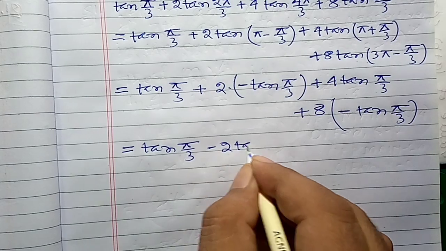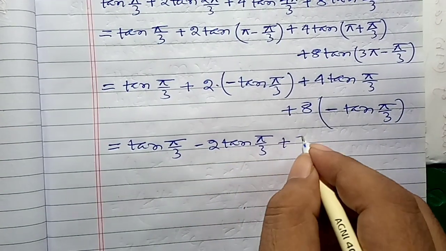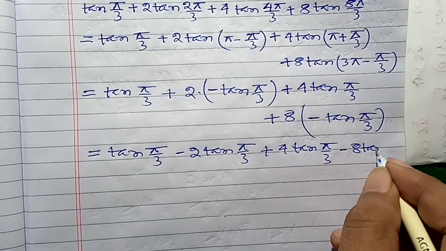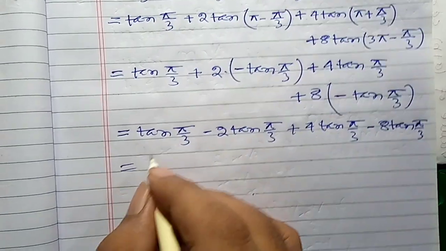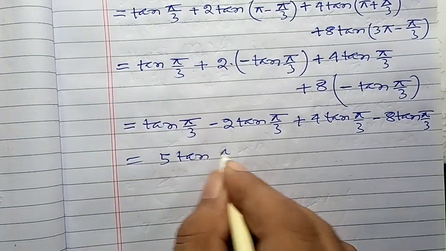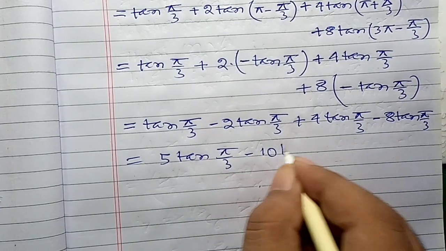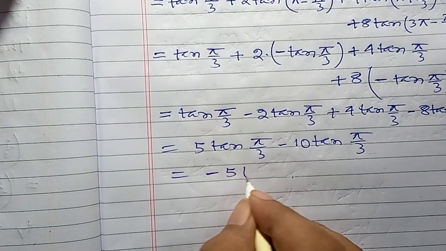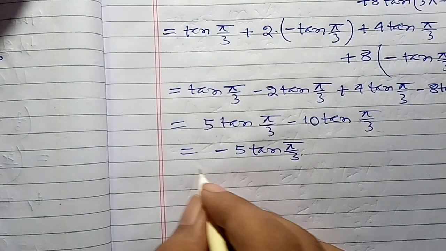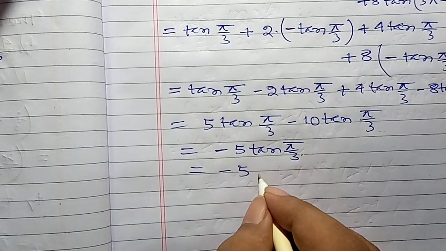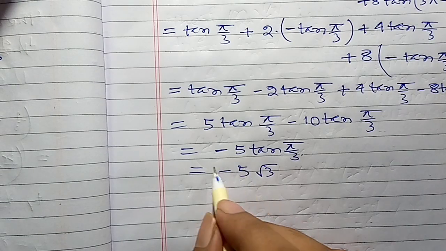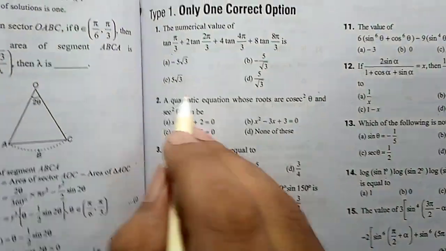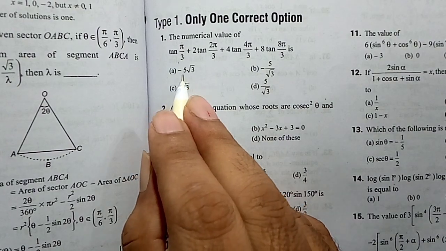Now this will be tan pi by 3 minus 2 tan pi by 3 plus 4 tan pi by 3 minus 8 tan pi by 3. So this will be 5 tan pi by 3 minus 10 tan pi by 3. So this will be minus 5 tan pi by 3. The value of tan pi by 3 is root 3. So this is the answer of the first question. Okay, so therefore 1 is correct, minus 5 root 3.